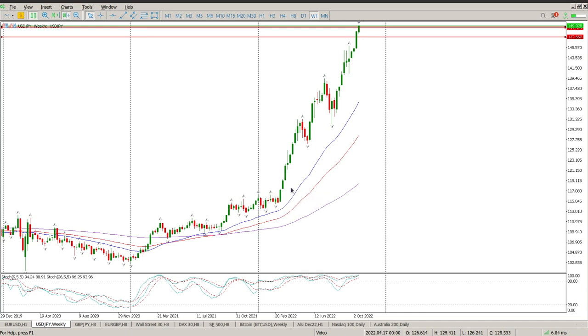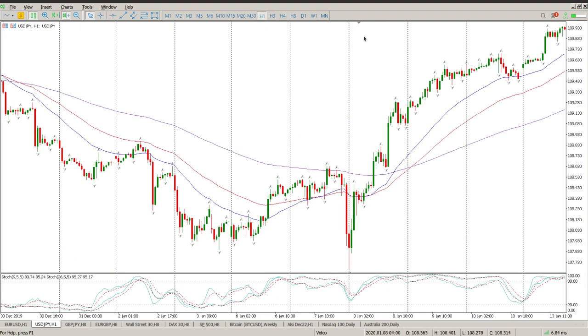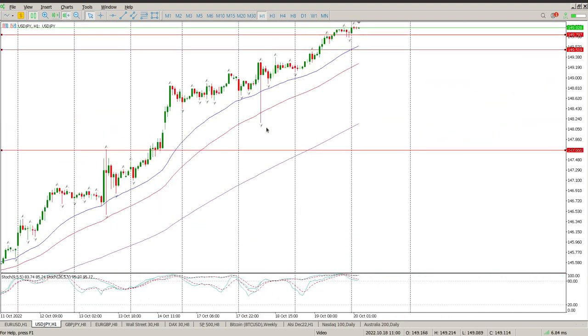I'm pretty sure there's some people that got in down here or even here last year and are smiling at the moment. Anyway, this is a sit on hands for me at the moment. I just want to see a pullback. If I can get a pullback onto structure, then we'll be looking for an opportunity to buy.